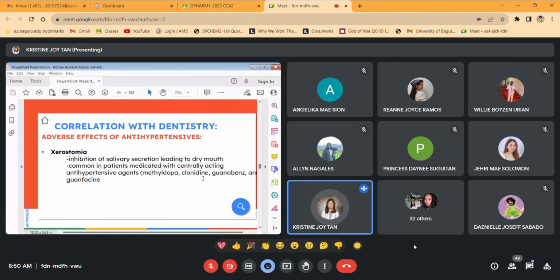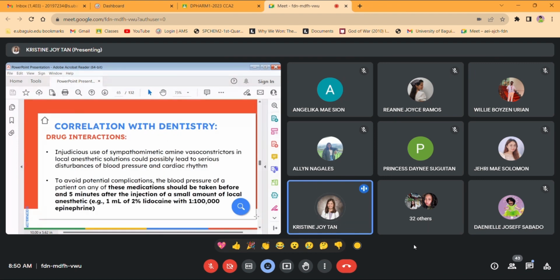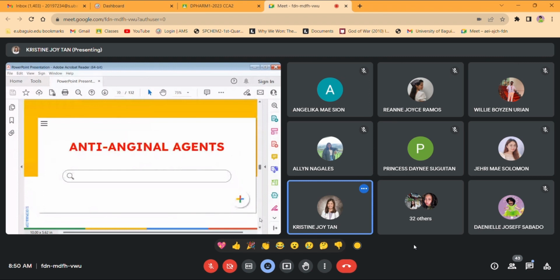So, possible kasi na maka-encounter kayo ng patient complaining of xerostomia, yun pala, ang maintenance medication nila is clonidine, methyldopa, di ba? So, alam niyo yung sasabihin niyo sa patient niyo. So, yun lang yung important with your antihypertensive patient. So, take note yung correlations with your field. So, proceed tayo with your anti-anginal agents.